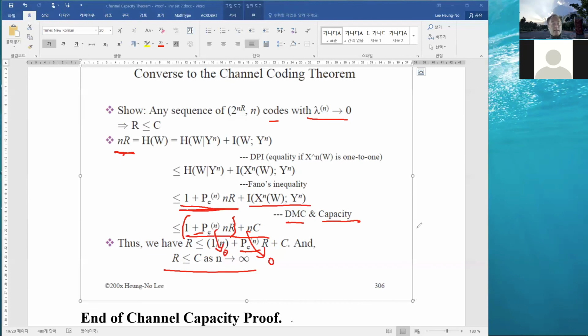So that's the end of the proof for the converse part of the channel coding theorem. Okay, I think that's it for this proof.